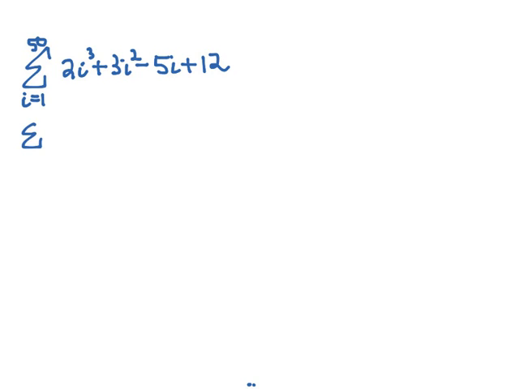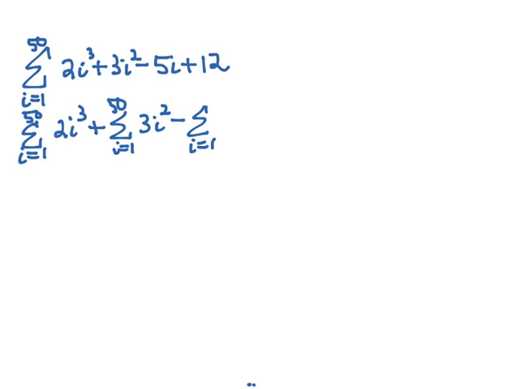So this is going to be the sum from i equals 1 to 50 of 2i cubed, plus the sum from i equals 1 to 50 of 3i squared, minus the sum from i equals 1 to 50 of 5i, plus the sum from i equals 1 to 50 of 12.